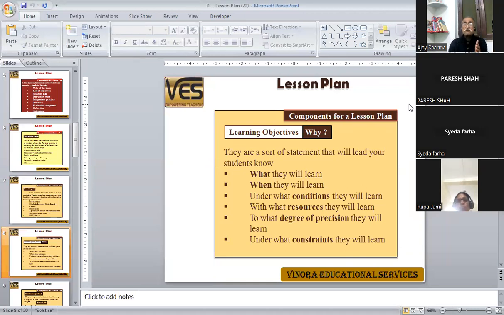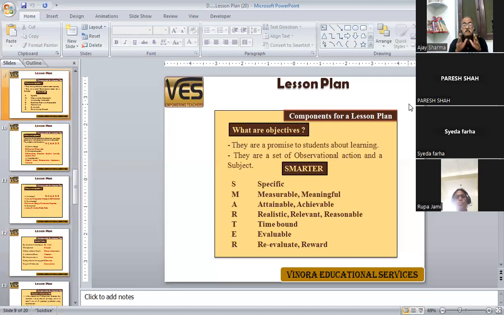Practical they will do, demonstration they take, or they will be doing the experiment themselves, then only they will be learning. It depends upon what type of resource or conditions you will be applying, depends upon the resources they will be using. Resources also, I will tell you a number of things are there. Then to what degree of precision they will learn, and then what constraints will be there. So let us go for what are the objectives.